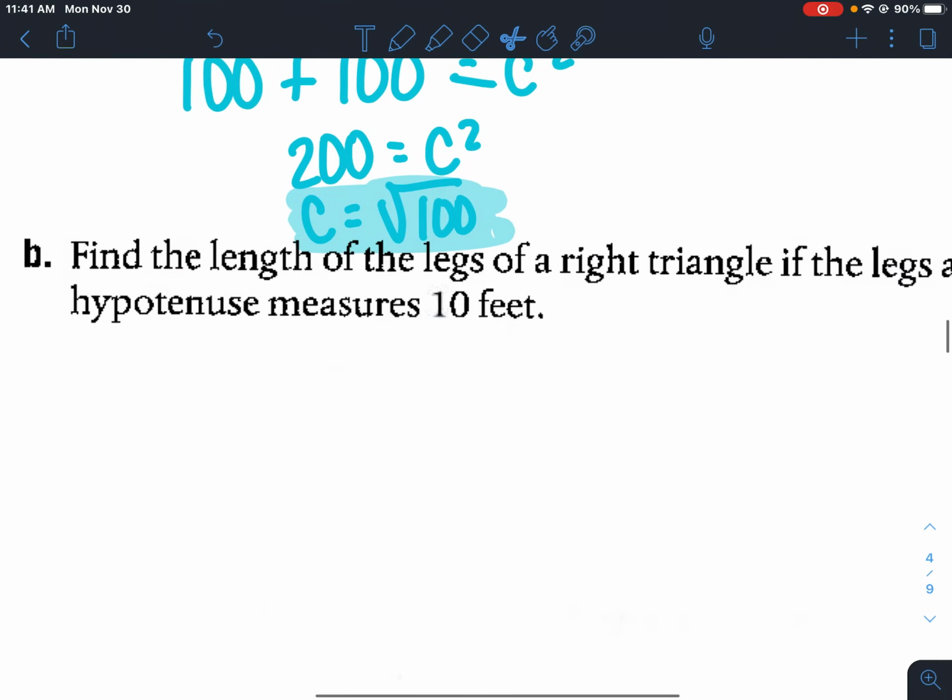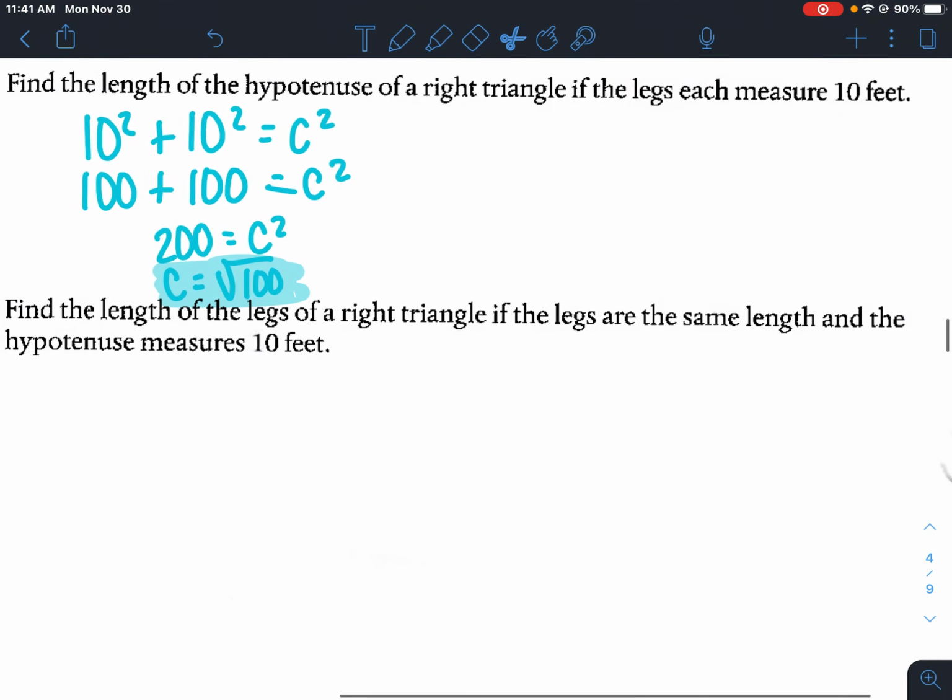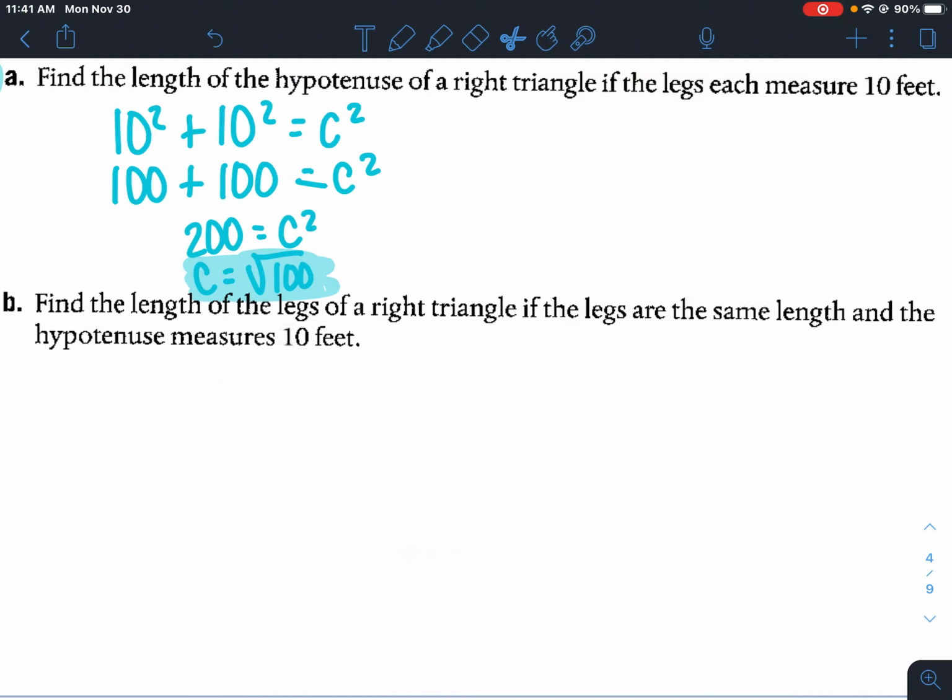Okay, next one, find the length of the legs of a right triangle if the legs are the same length and the hypotenuse measures 10 feet. Okay, so again, each of the legs are the same length and the hypotenuse is 10 feet. So we have 10 feet, A squared plus A squared. Why didn't I do A squared plus B squared? Well, A represents one number and B represents a different number. If they're both the same length, I can use the same variable.